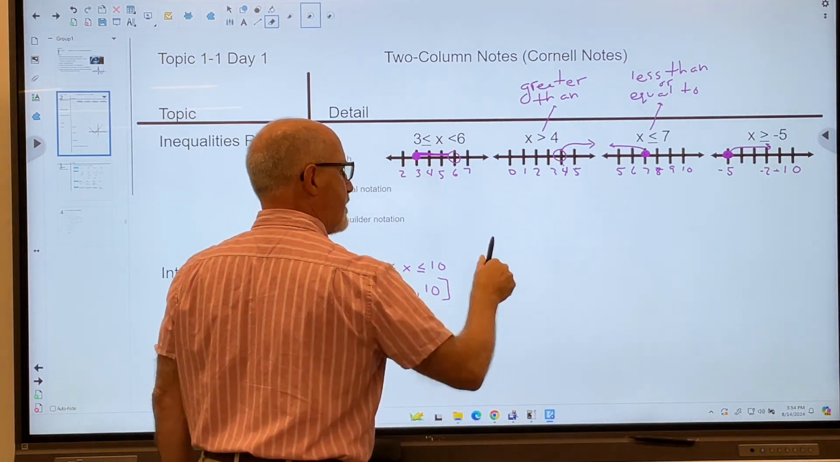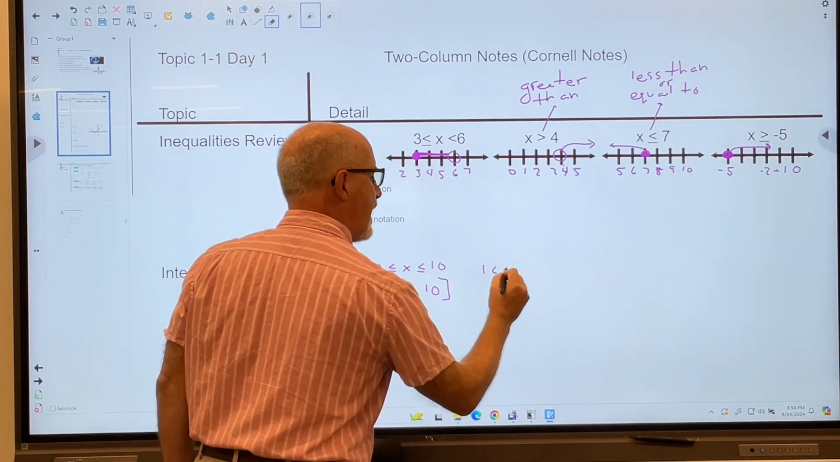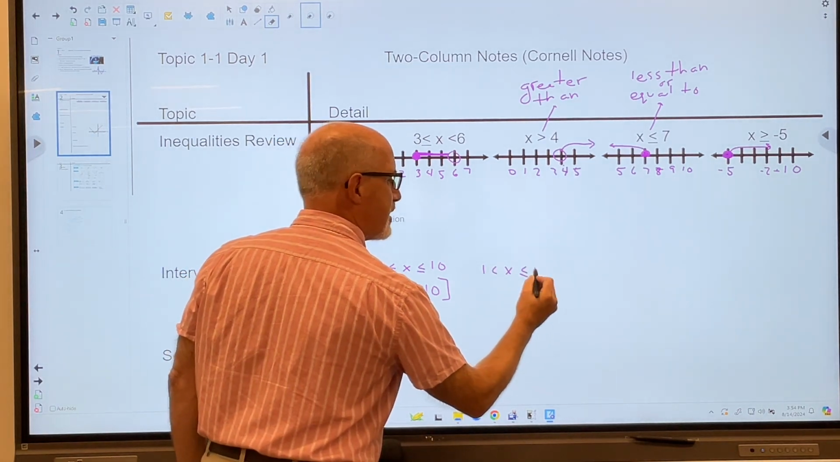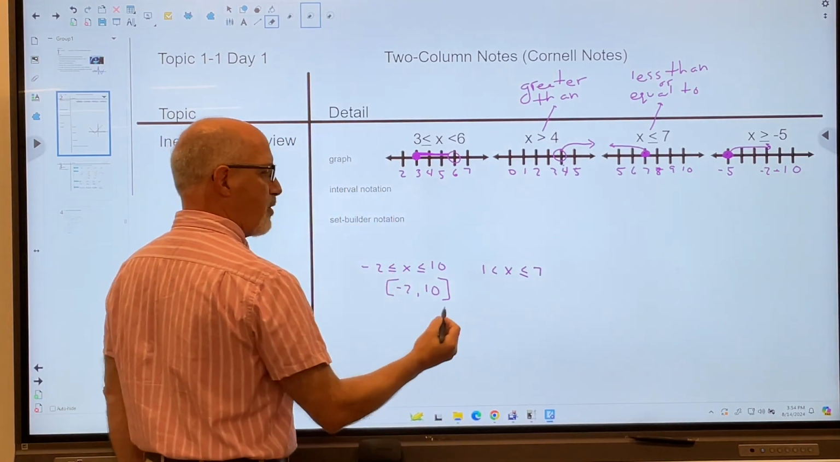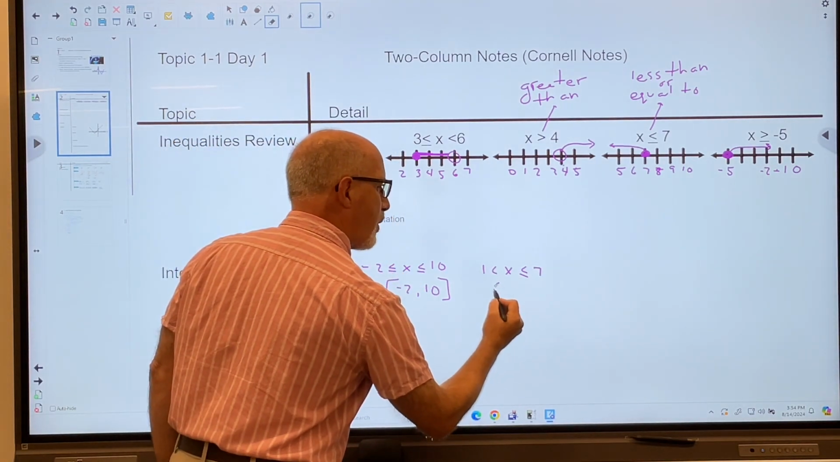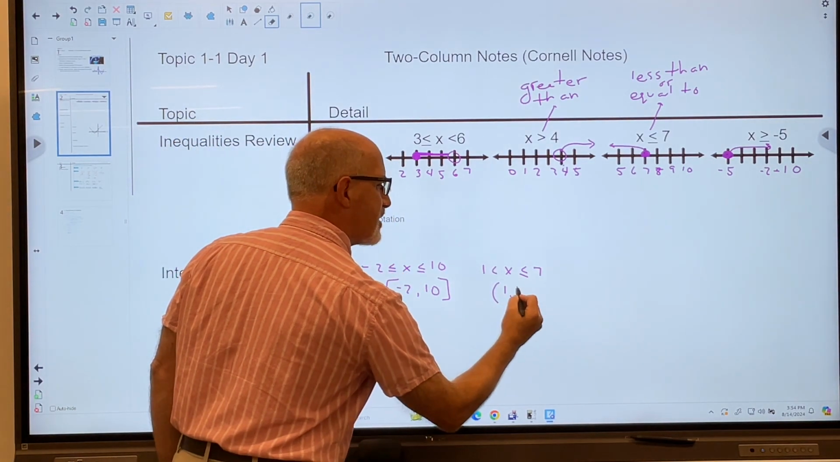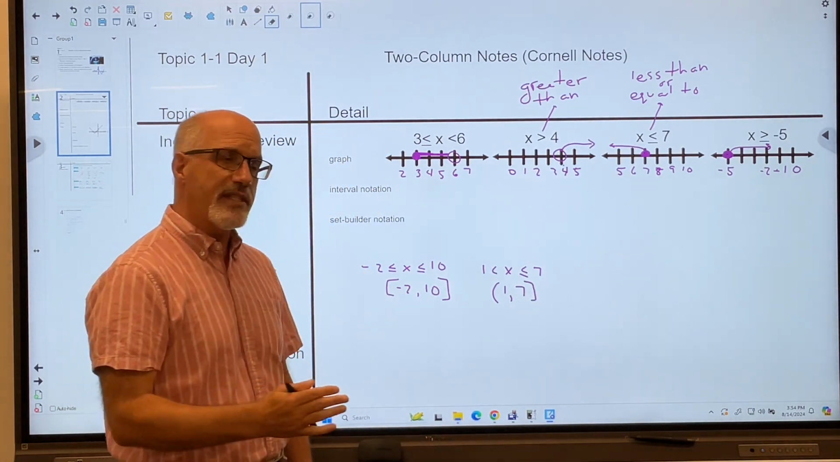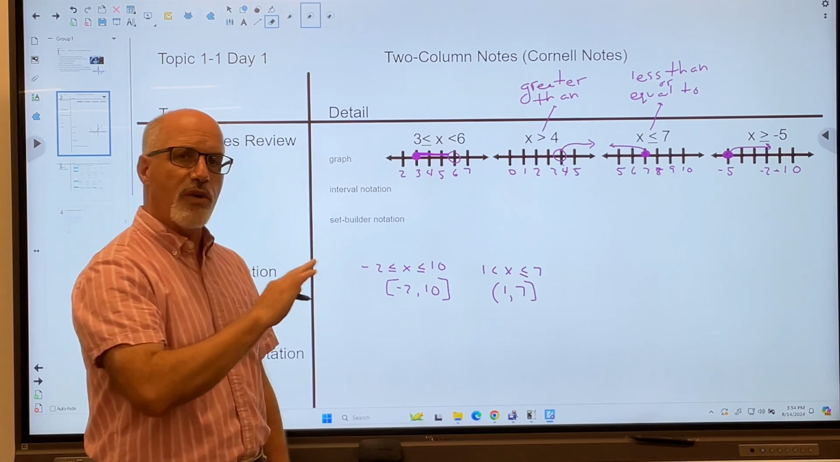And so if I had a different one, let's say 1 less than x, and let's say less than or equal to 7, then what I would do is put a parentheses next to the 1, and on the 7 I would put a bracket because that would include the 7. This parentheses means don't include the 1.